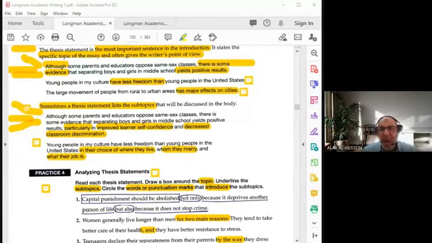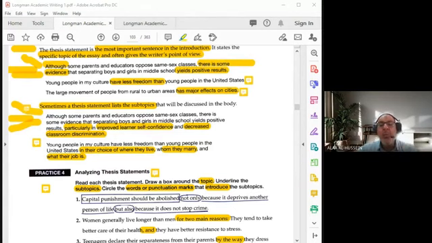Okay. The writer didn't clarify that for us here. This doesn't mean that this sentence doesn't work as a good thesis sentence. No, it's a good thesis sentence. But if you look at the other example at the bottom: young people in my culture have less freedom than young people in the United States in the choice of, first, where they live, second, whom they marry, and third, what their job is.